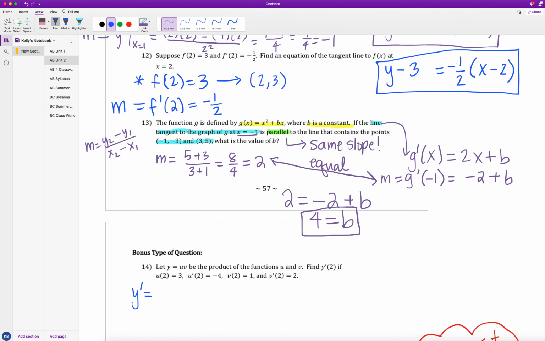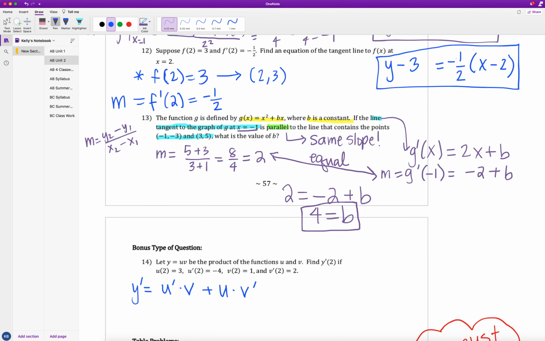Now, I don't know what u and v are equal to, but I know how I can represent their derivatives. I'm going to start by taking the derivative of u, which I'm just going to call u prime, times keep v the same, plus keep u the same, times the derivative of v, which would be v prime. Now I still don't know what u and v are equal to, but I know that if I have a prime on there, it's representing the derivative. They're asking me to find y prime of 2. So let's plug 2 in.